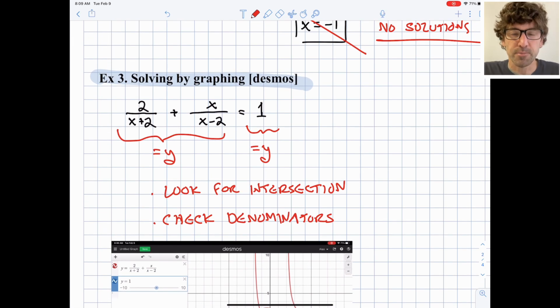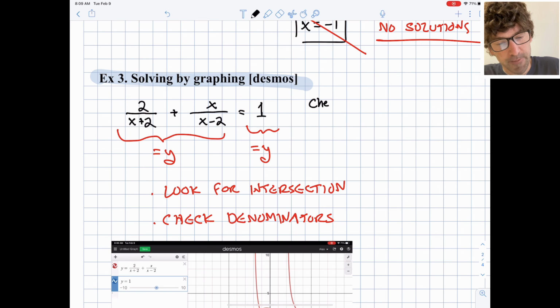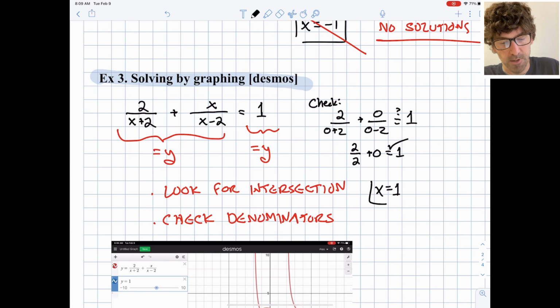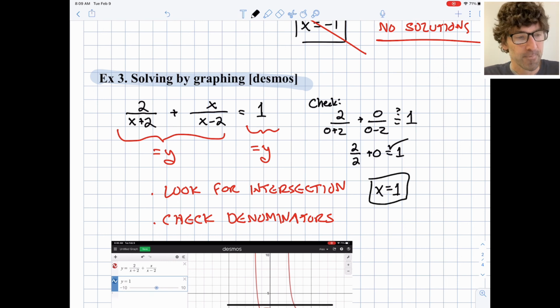And what I'm going to do is actually plug in 0 into the original equation to make sure we get an equality equal to 1. So as a check, is 2 over 0 plus 2 plus 0 over 0 minus 2, is that equal to 1? Okay, so simplifying a little bit, is 2 over 2 plus 0 equal to 1? It is, and it checks out. Okay, so that would be our solution. X is equal to 0, and we checked it. Nice, we got through it, and that's a good place to stop right there.